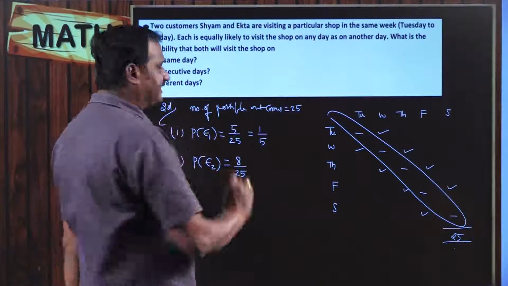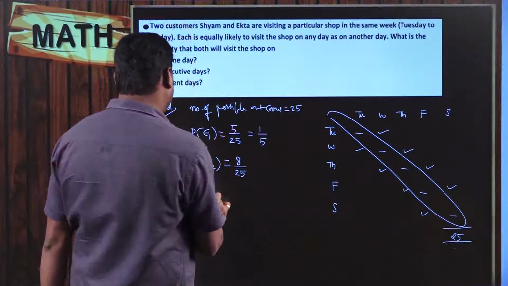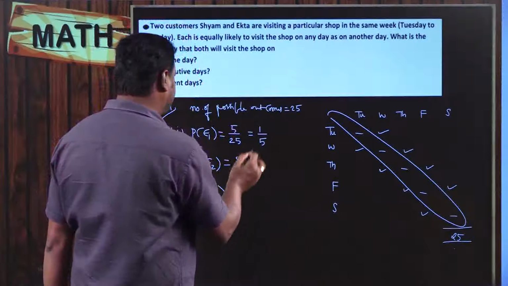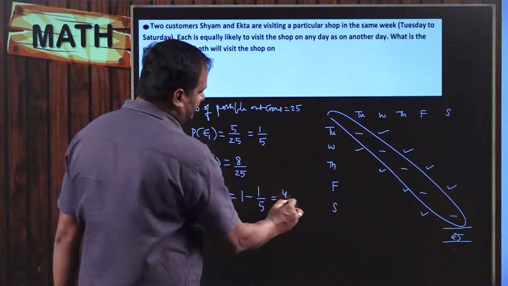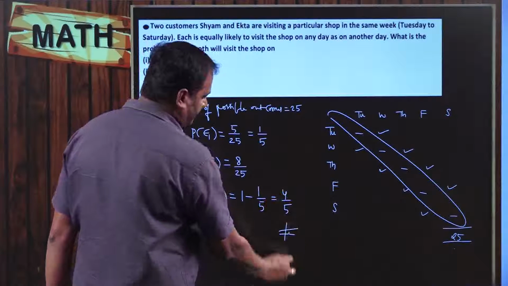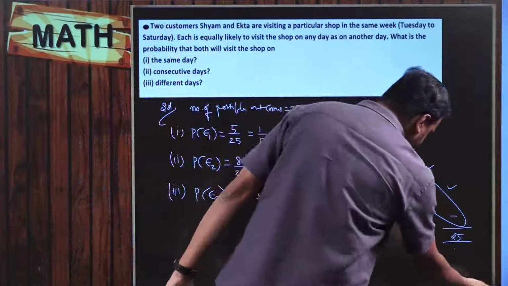So coming to the third one, what is the third one here? Third one is different days. Different days are nothing but which are not same days. So already we discussed about the same days. Same days is equal to 1 by 5. So different days is equal to 1 minus 1 by 5, which is going to be 4 by 5. See how simple it is. So this way we can answer the problem easily.